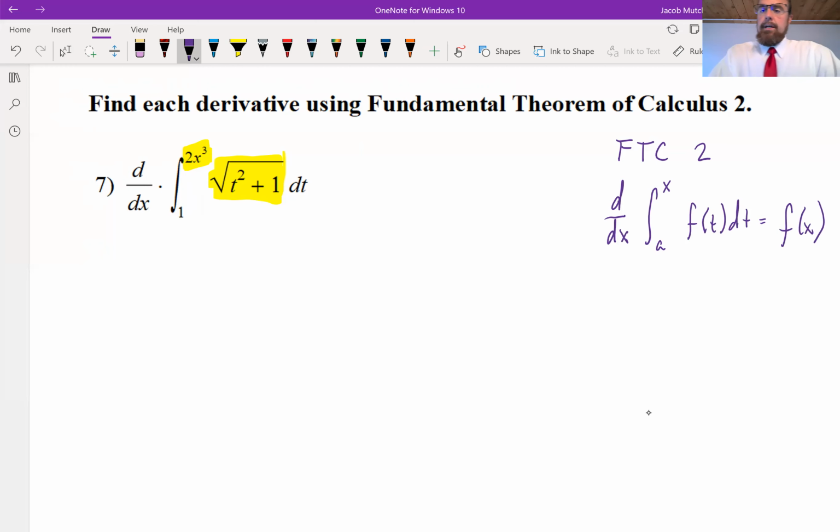But I need to take into account that the upper limit of integration given by the theorem is simply x. That's the identity function, whereas here I have another function, the cubic 2x cubed. So the way I want to approach that is really an application of the chain rule. So let's just say how that might look. This whole thing is the capital F function. So I'm finding its derivative.